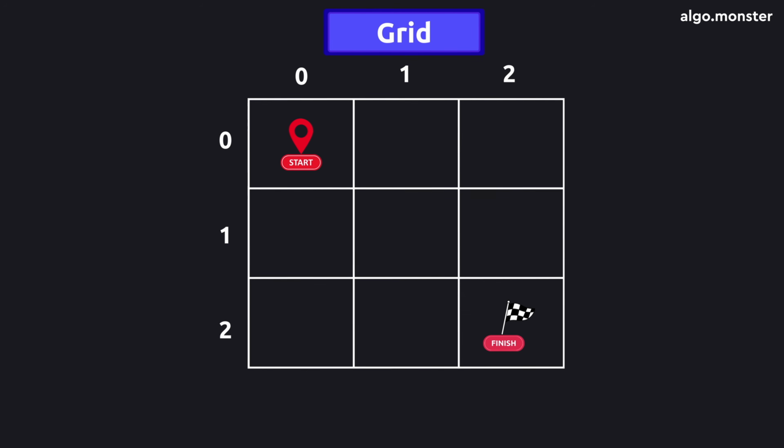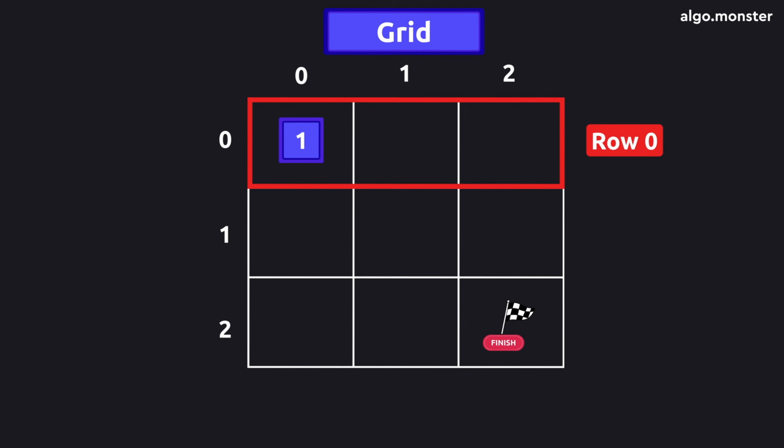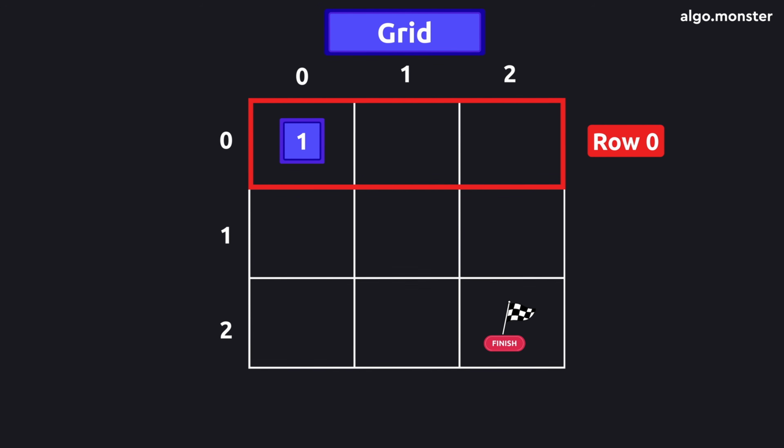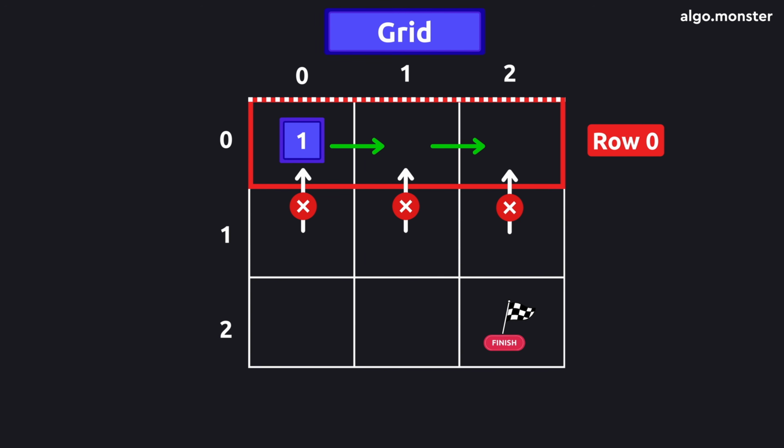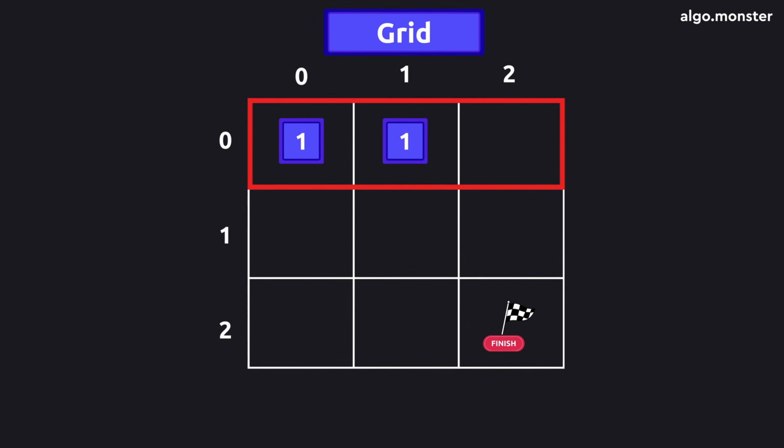Let's start with the simplest part. How many paths are there to the starting cell? Just 1. You're already standing there. Now let's look at the first row. How can you reach any cell in this row? Only from the cell on the left. There's nothing above it. That's the edge of the grid. And coming from below isn't allowed by the rules. So there's exactly 1 path to every cell in the first row. You just keep moving to the right.